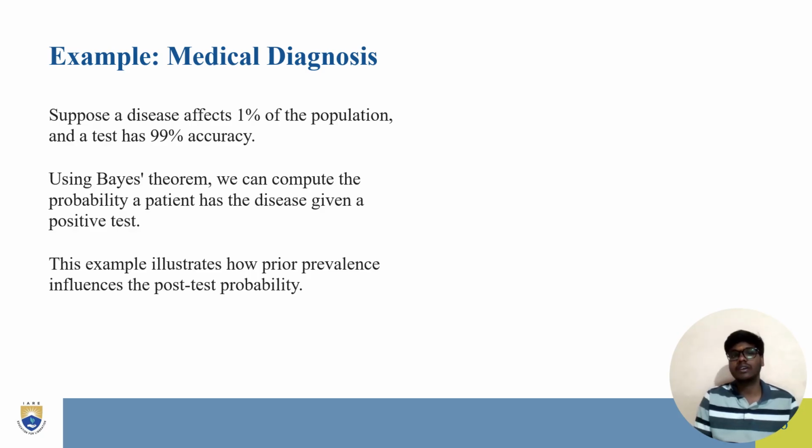Here we have an example of a medical diagnosis where the disease affects 1% of the population and the accuracy of the test is 99%.